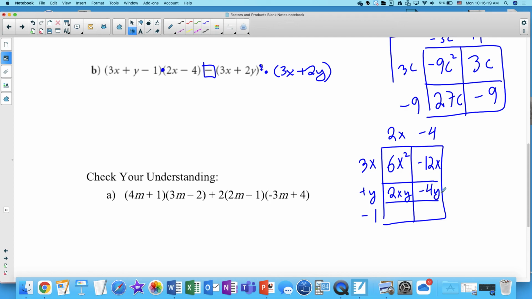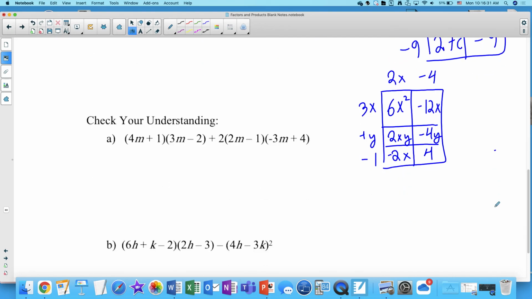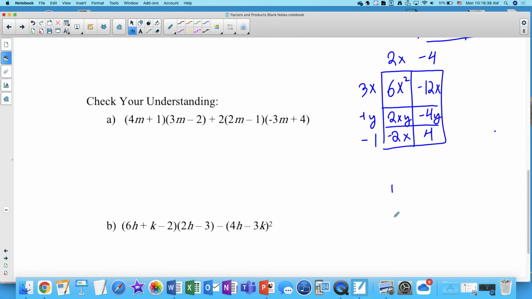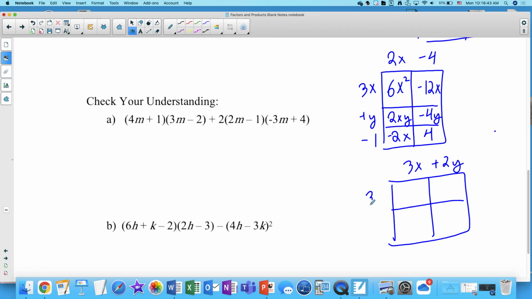Okay? Our other polynomial product, we're multiplying these two together, was the 3x plus 2y. That was it, right? 3x plus 2y times 3x plus 2y. So here I'm going to have 3x times 3x, 9x squared. 3 times 2 is 6, so 6xy. This is, again, 6xy. And then 2y times 2y is 4y squared.